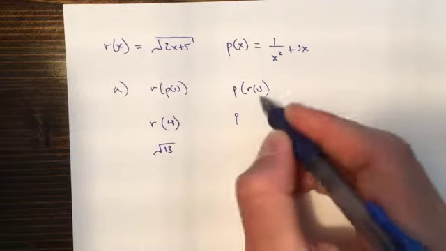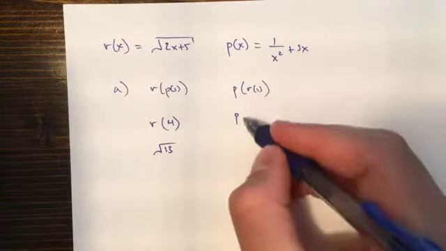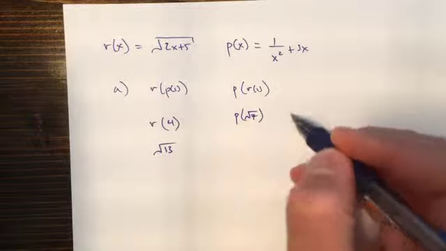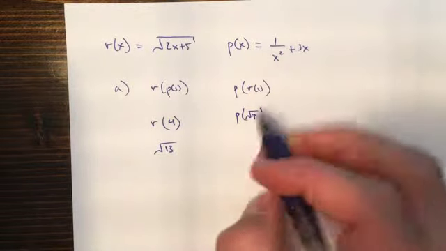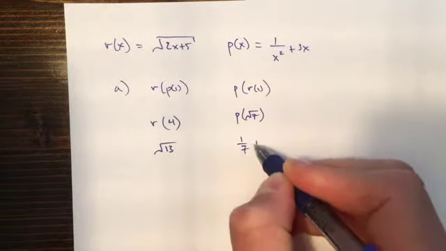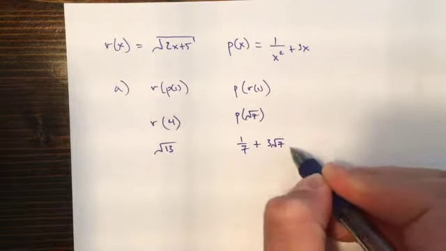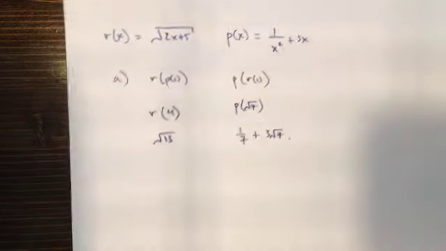Then here, I'm going to plug 1 in here first and get square root 7. So I have p of square root 7. Well, square root 7 squared is 7, so this is 1/7 plus 3 root 7 if I plug it in for there.